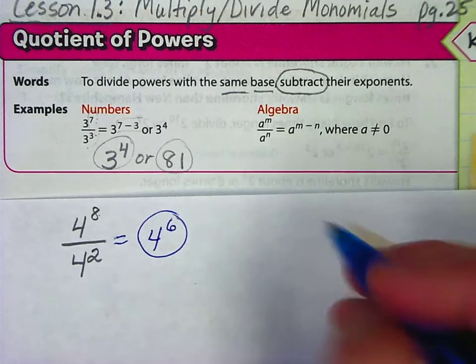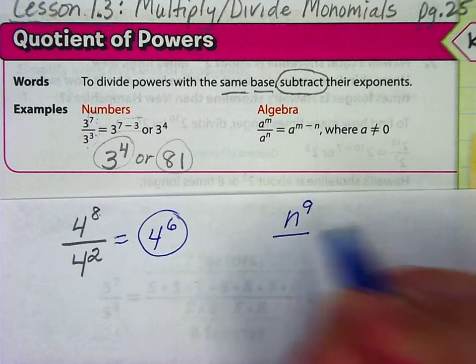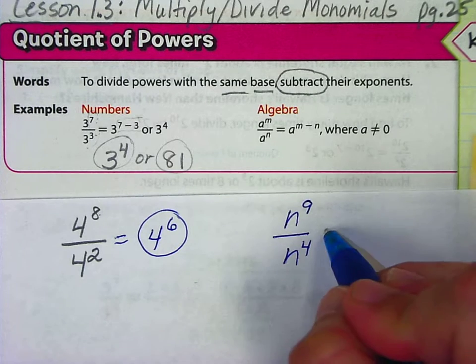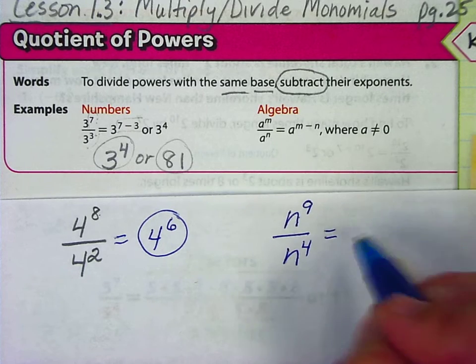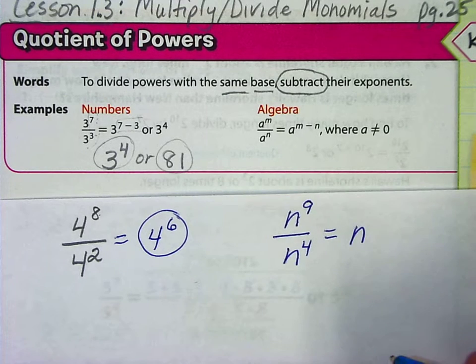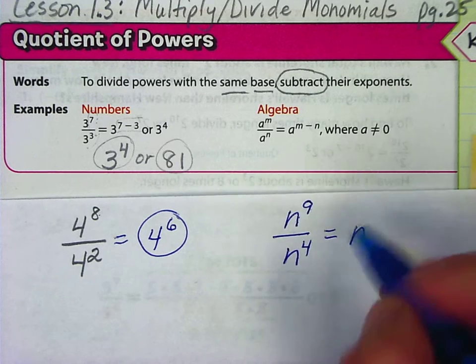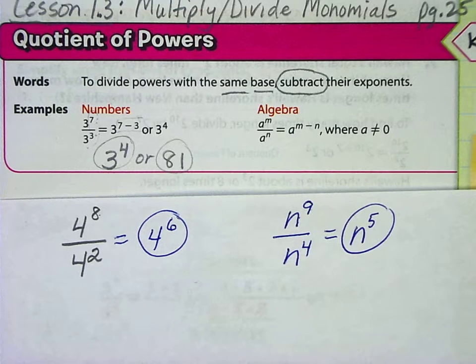Let's try one with variables. How about n to the 9th divided by n to the 4th? Okay, so I'm dividing, my variables are the same, they're both n's, so my variable is going to stay the same. I'm going to write my base of n, and I'm going to subtract. 9 take away 4 is 5. N to the 5th would be my final answer.